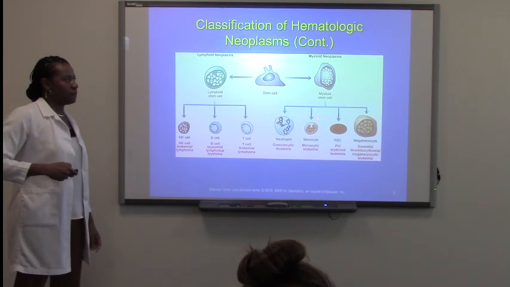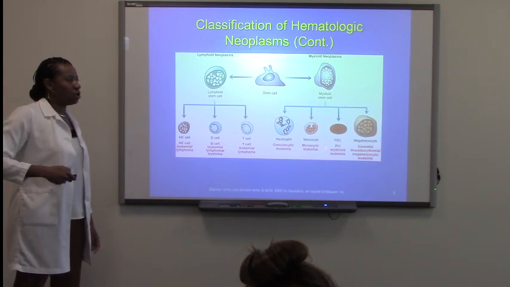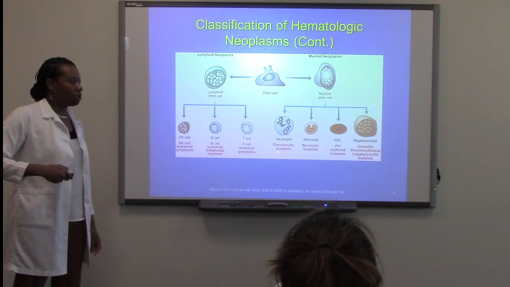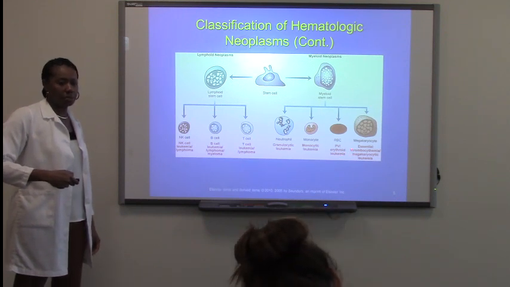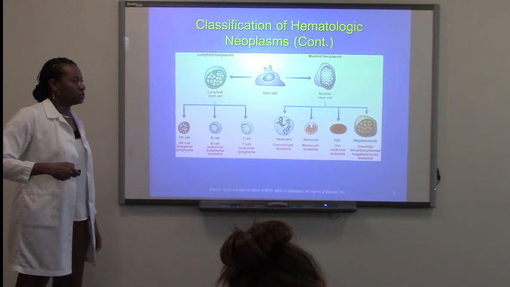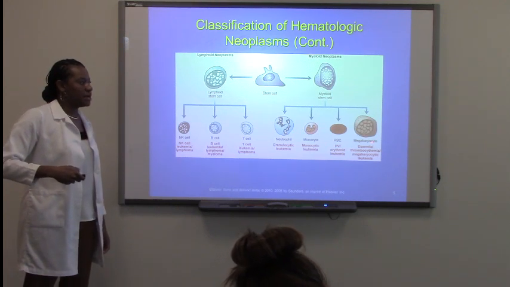Now, when we go over to the myeloid lineage, these are only called leukemias. They are only localized to the blood. So we have our neutrophils, monocytes, red blood cells, and our megakaryocytes.